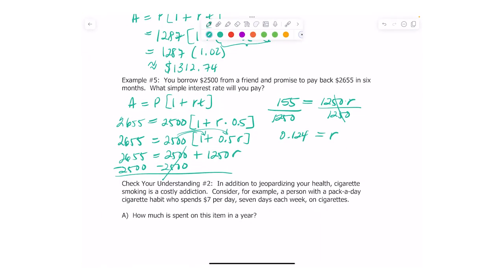So since we're looking for a rate, we want it as a percentage. Remember to change a decimal to a percent. We're just going to multiply by 100 or slide the decimal 2 places to the right. So it would be 12.4% is my rate. So that's a pretty high interest rate.